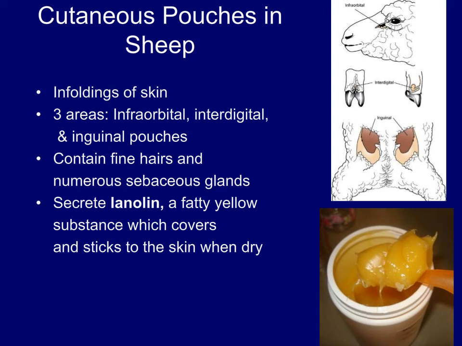So lanolin is a fatty yellow substance which covers the skin and sticks to it when it's dry. And of course, lanolin helps to waterproof the sheep. It helps to make the hairs very soft, and so it's sort of like a conditioner in the sheep. And it's also something which is harvested and used in different udder balms and things like that. You might even find some hand creams on the market that contain significant amounts of lanolin.